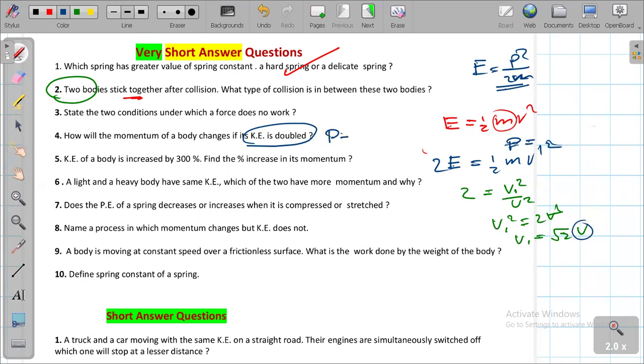So the new momentum is going to be what? m root 2 v. So what will be the momentum change after the kinetic energy is doubled? The momentum is mv. So the momentum is going to change to root 2 times the initial momentum p. The momentum initially was p. Now the new momentum is multiplied by a root 2 factor. Understand?